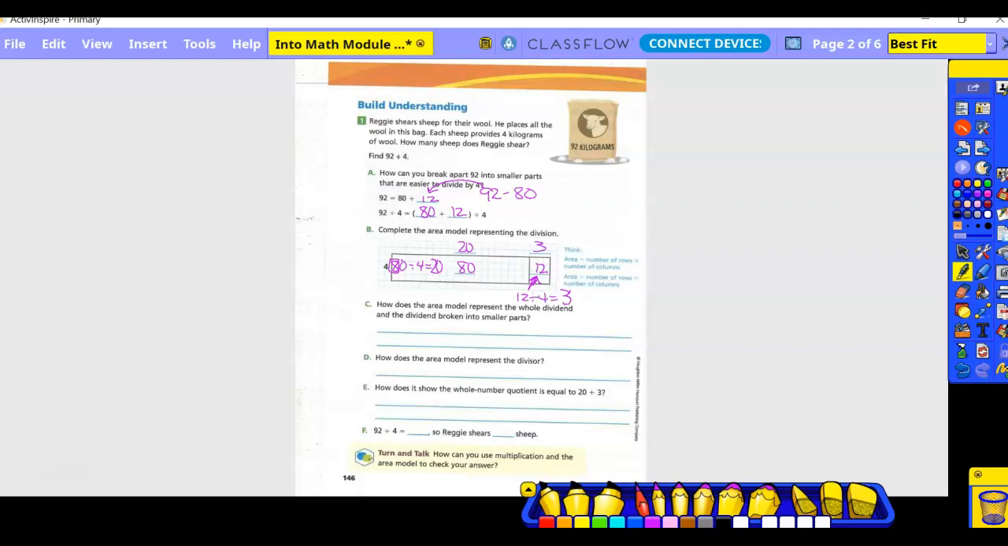So it's represented because we just did that, right? We took the 80 divided by 4 and got 20, and then we took the 12 divided by 4 and got 3. So if we took 20 plus 3, what would we get? 23. So 20 plus 3 equals 23. That tells us 92 divided by 4 equals 23. So Reggie shears 23 sheep.